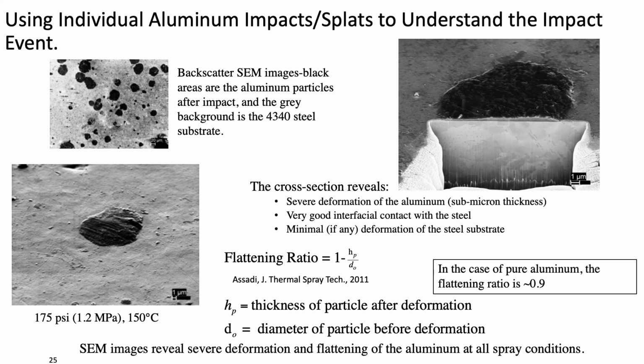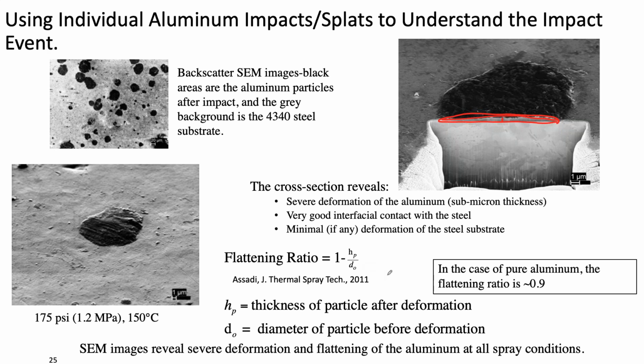And if you use a focused ion beam, you can cut through the particle and you can see just how flat it is. Peter King developed a way of quantifying this, as did Asadi in Germany. It's called a flattening ratio. It's 1 minus this distance here divided by this apparent diameter. In the case of pure aluminum, the flattening ratio is about 90%. You can think of that as an average strain, but it is average, so there's quite a bit of strain gradient in these materials.